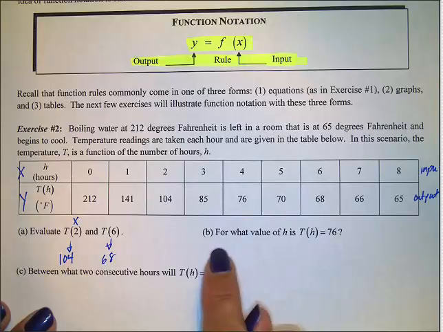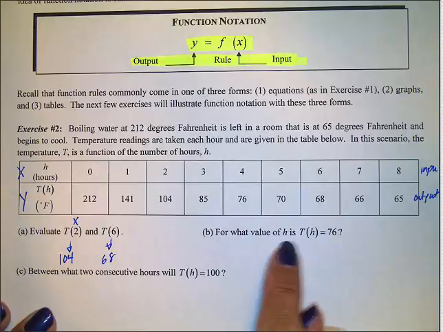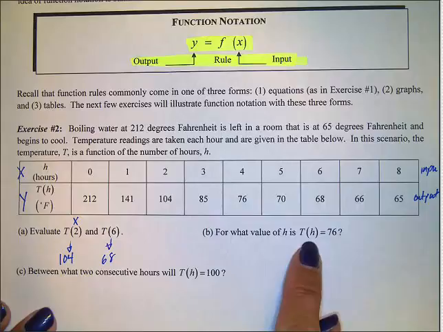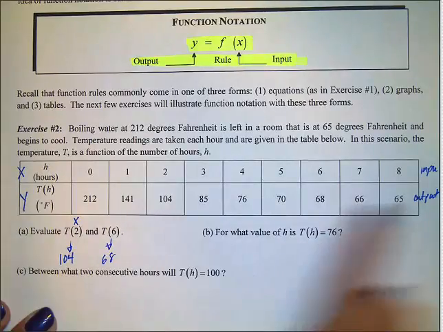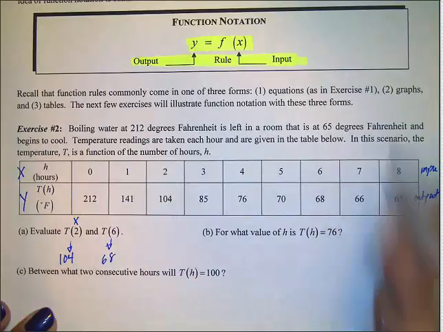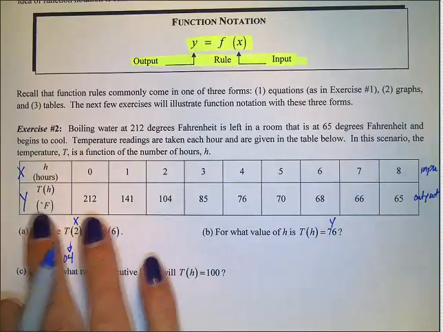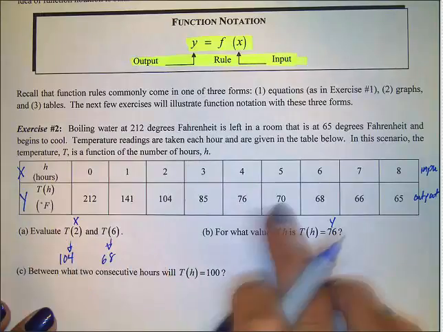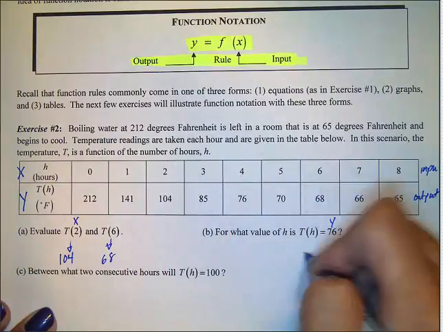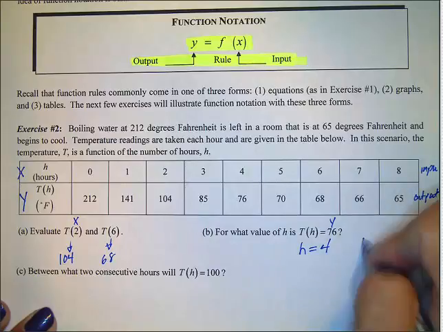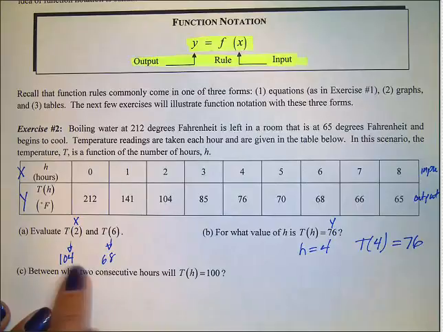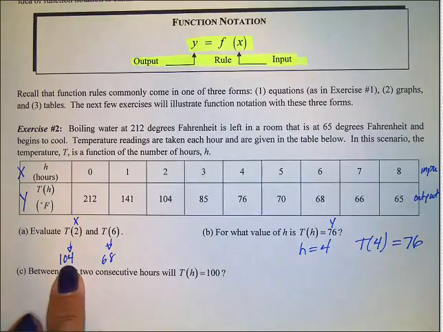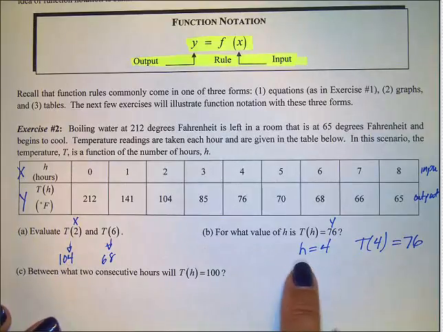Part B is tricky. For what value of H is T of H equals 76? So we're looking for the input; they gave us the output. So we have to look in this row for our y value, or in this case, our degrees Fahrenheit. 76 takes 4 hours, so H equals 4, because T of 4 equals 76. So in the first scenario, they gave you the input, you had to find the output. In part B, they gave you the output, you had to find the input.